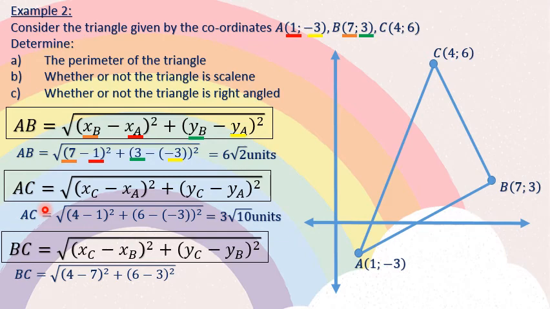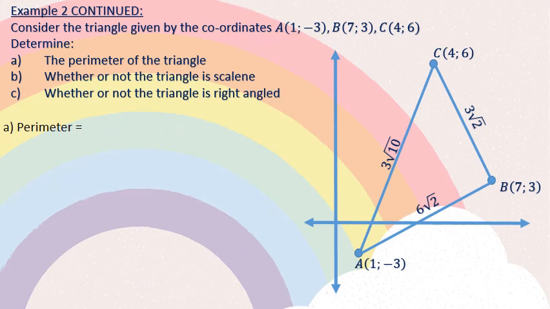And then BC, substituting in the difference between the x parts of the coordinates squared added to the difference between the y's. So let's see, we've got a 6 and a 3 as your y's, a 4 and a 7 as your x's, and you should get 3 root 2 units as that distance. Now, to find the perimeter, we're going to add them together.